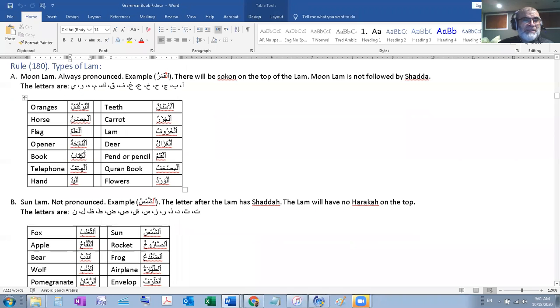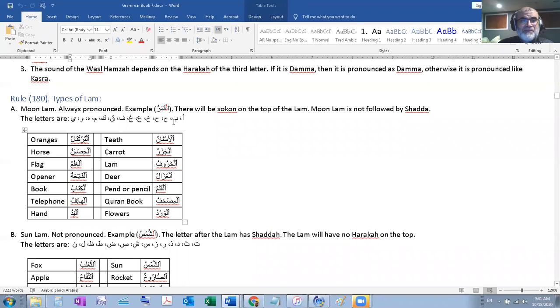Okay, so you can tell by the letter. You can tell in so many ways. If you have a sukoon on the top of the lam, then it has to be qamariyya and it has to be pronounced.